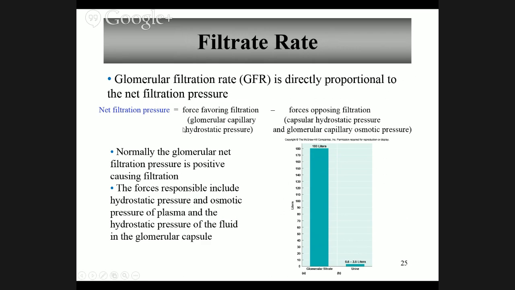It's the force favoring filtration, the glomerular or capillary hydrostatic pressure, minus the forces opposing filtration, or the capsular hydrostatic pressure and the glomerular capillary osmotic pressure. So normally the net filtration pressure is positive, causing filtration. So the forces responsible include hydrostatic pressure and osmotic pressure of the plasma, and hydrostatic pressure of the fluid in the glomerular capsule.